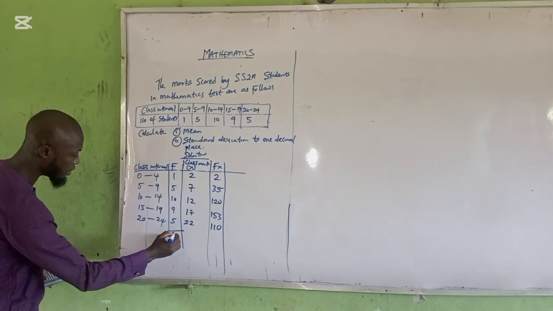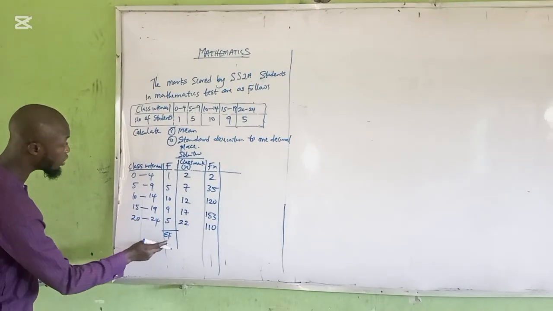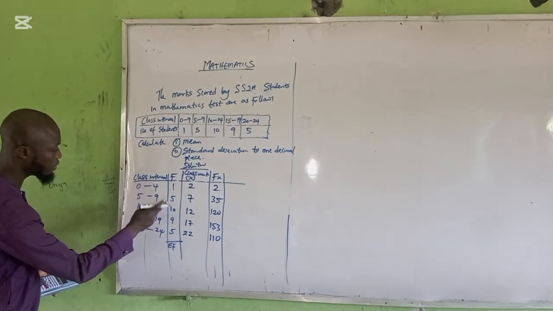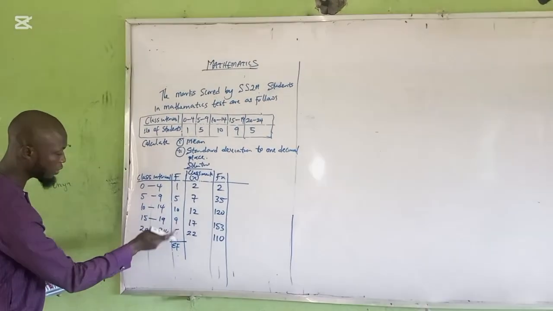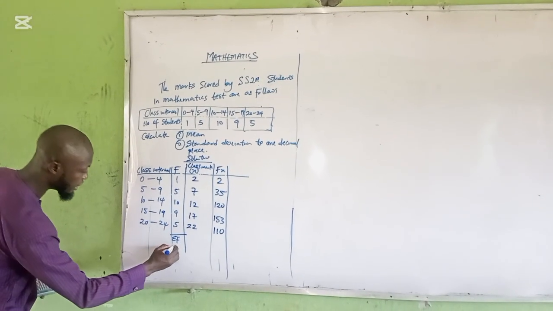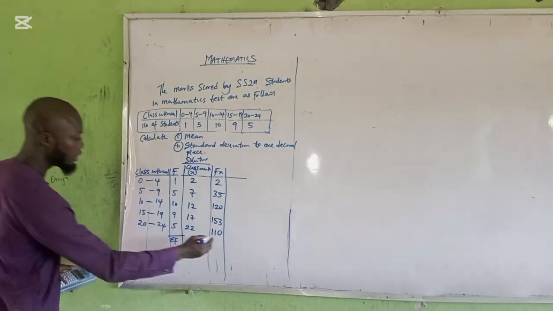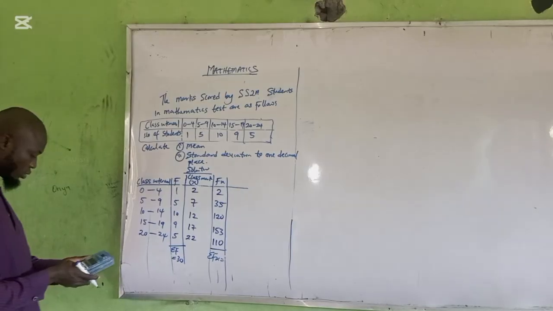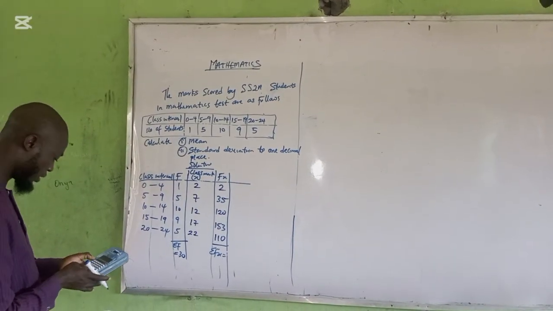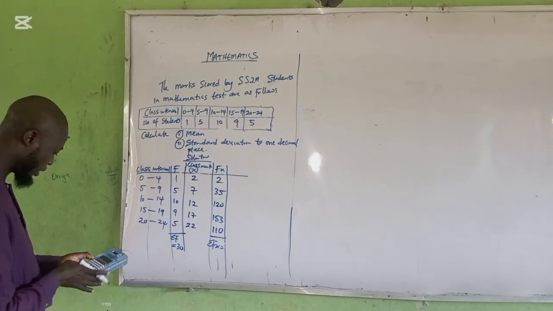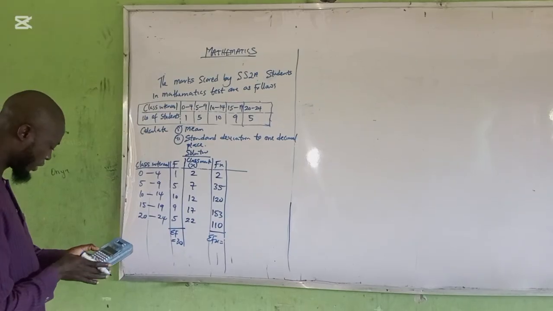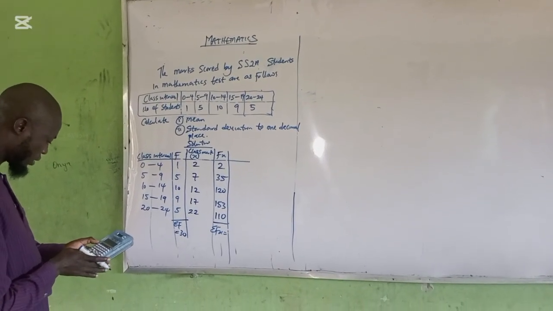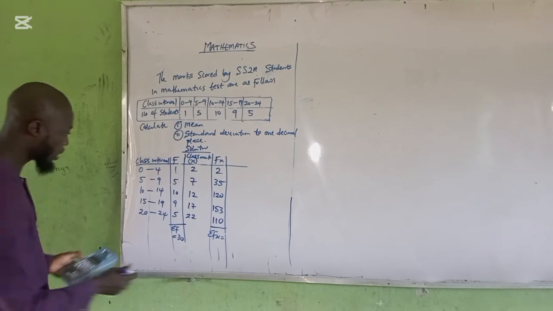Summation of frequency: 1 plus 5 gives us 6, plus 10, plus 9, plus 5 gives us 30. Then here we have summation fx equals 2 plus 35, 37, plus 120, plus 153, plus 110. That gives us 420.